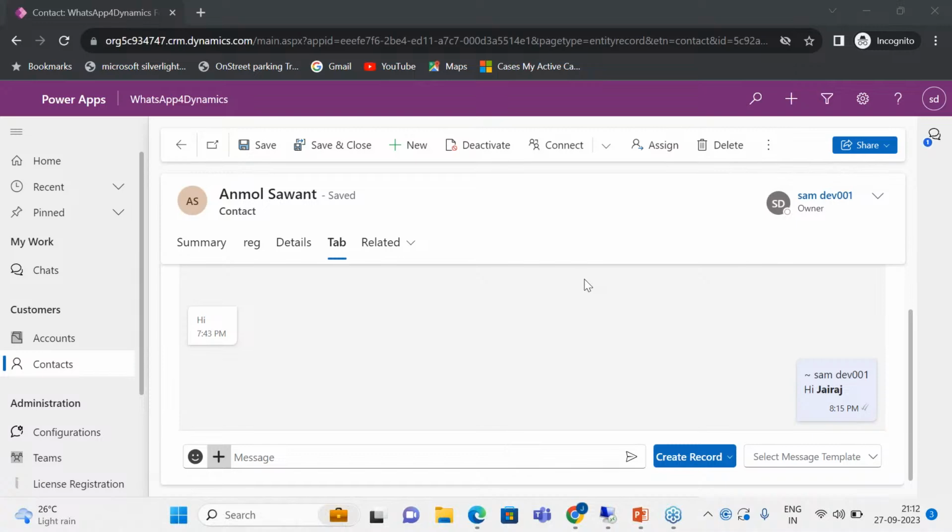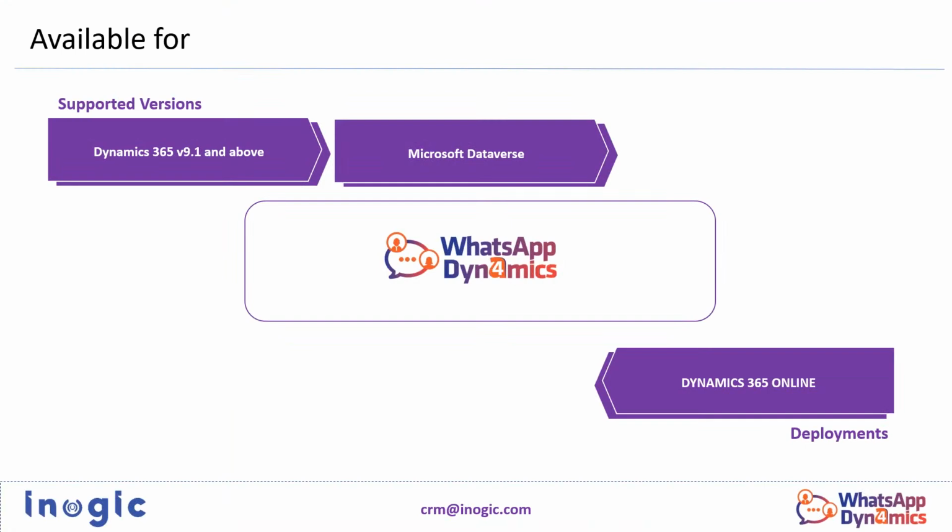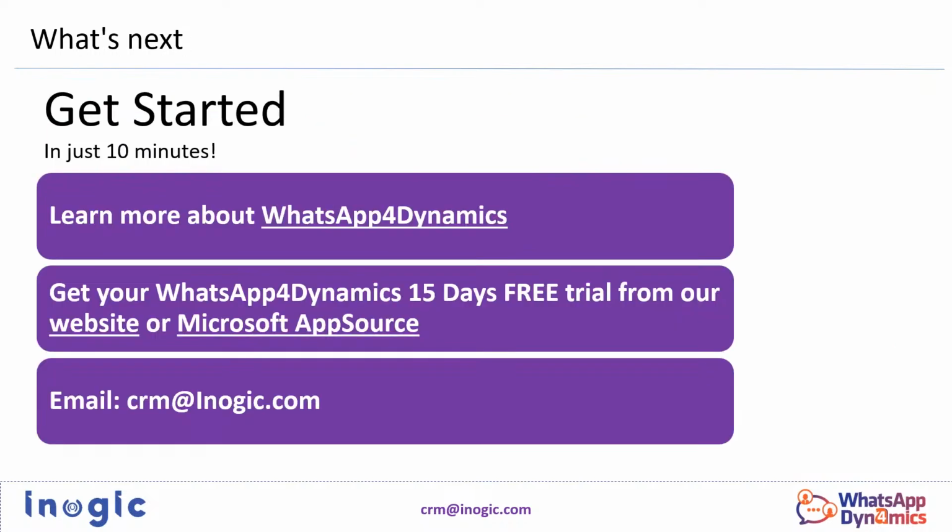Let me switch back to the presentation. So the WhatsApp for Dynamics supported version is 9.1 and above, as well as the database, which can be deployed online. To get started with WhatsApp for Dynamics is really simple. You can download the solution from the website as well as from Microsoft AppSource. And during your trial setup, if you need any assistance, do reach out to us at crm@inogic.com. We would be happy to assist you.